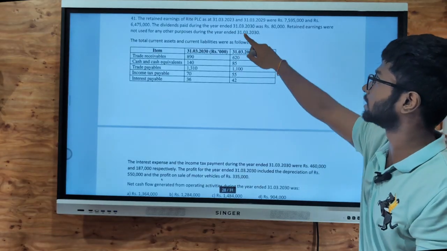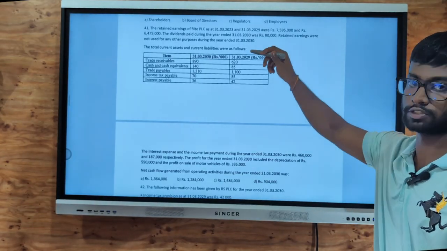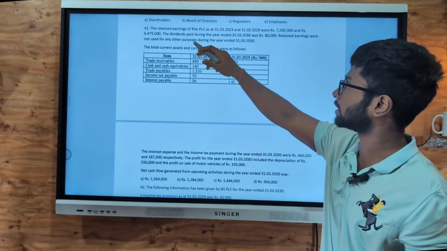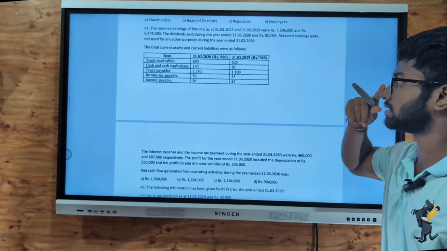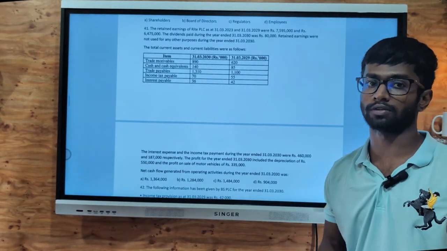On top also we have a small adjustment. It says the retained earnings balance. They have given us the closing and opening and dividend paid. Why they have given us this is in order for us to calculate the profit.